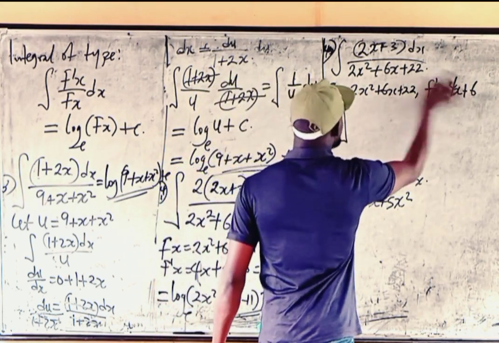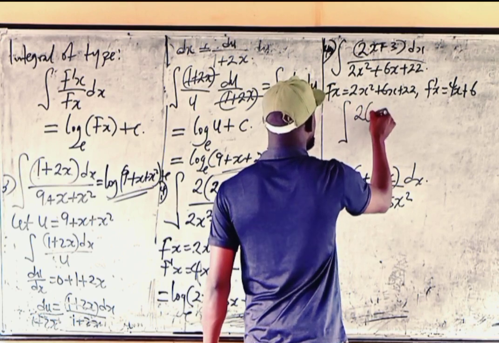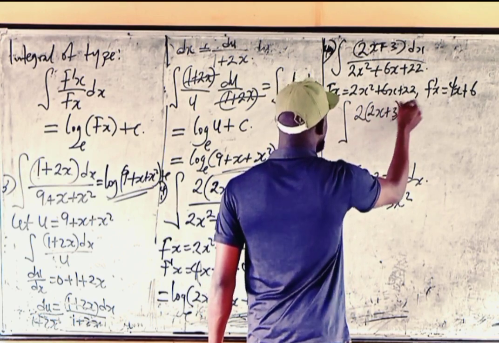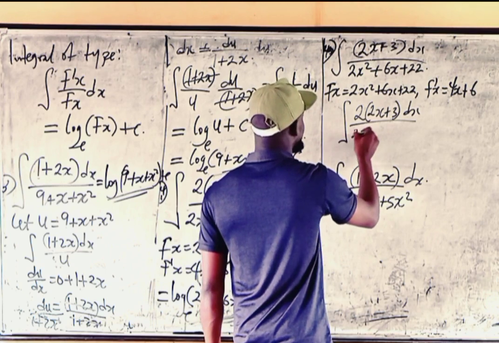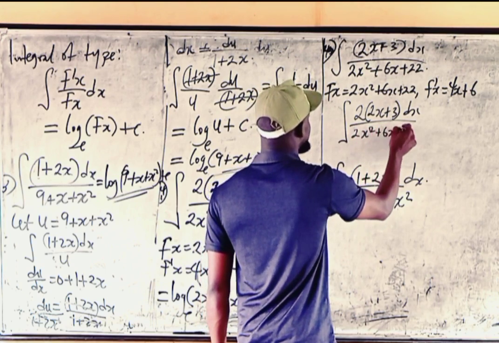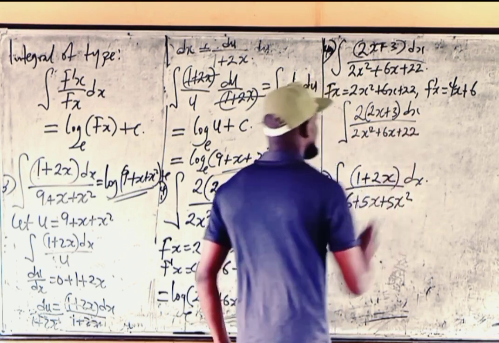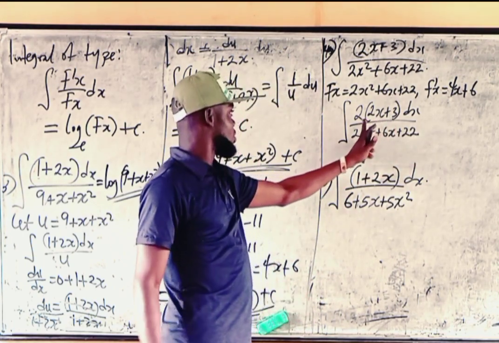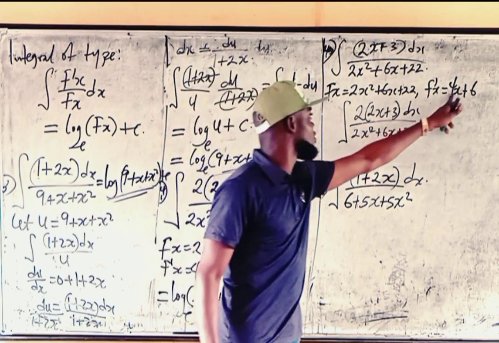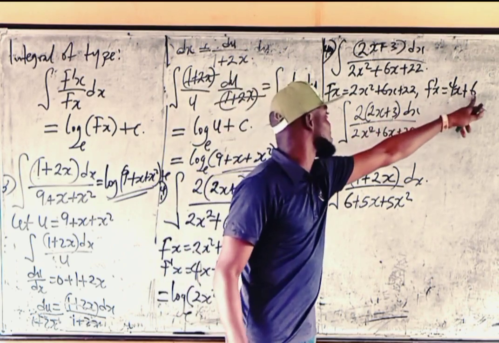So since this is 2 times this, I'll just multiply this one by 2. 2x plus 3 dx all over 2x squared plus 6x plus 22. Look at what I'm going to do. Now, if I differentiate this, the answer will be this now. Well, I've got 2 times 2x, that is 4x. 2 times 3, that is 6.